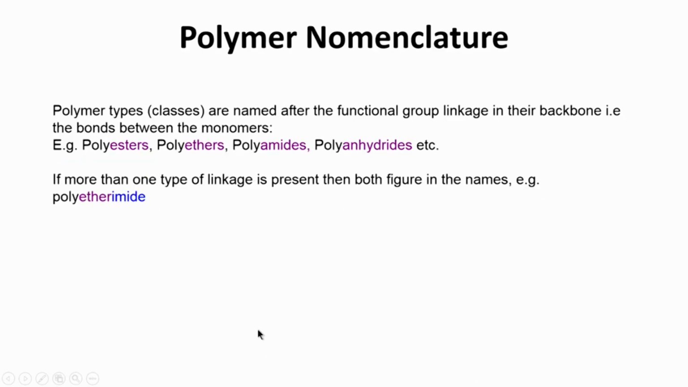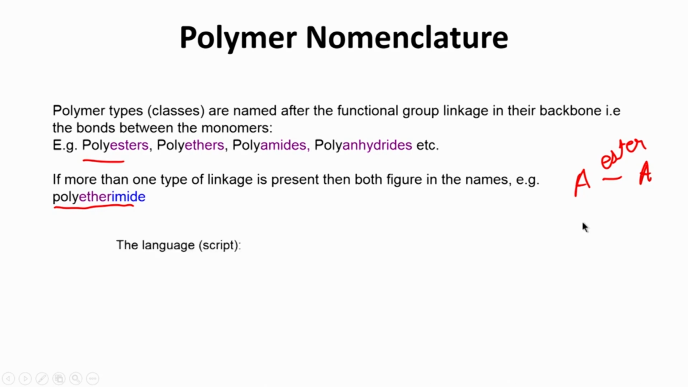And then finally, for the last slide for today, we are going to talk about polymer nomenclature. So, polymer types are named after the functional group linkage in their backbone. Typically, let us say if the link between A and A is through an ester bond, then they are called polyesters. If this bond is through an ether bond, it is called polyethers. So, essentially several of these can be classified into different types of polymers. If more types of linkage are present, sometimes they are even combined. So, in this case it is polyether imide. It has both ether and imide bonds present in the backbone to make these polymers through the monomers.